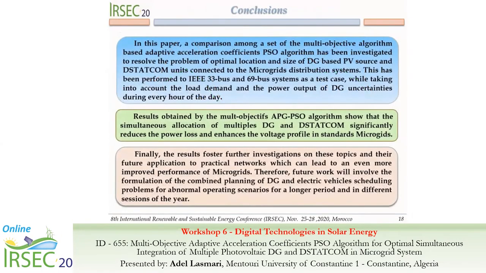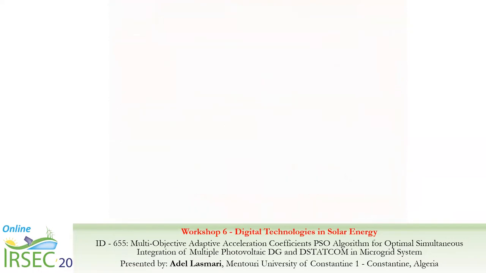Conclusion. In this paper, a comparison among a set of multi-objective adaptive acceleration coefficients PSO has been investigated to resolve the problem of optimal location of DG and this.com by taking into account the load demand and the power output of DG instantaneously during every hour of the day. Results obtained by the multi-objective APG algorithm show that the simultaneous allocation of DG and this.com significantly reduced the power loss and enhanced the voltage profile in the microgrid.